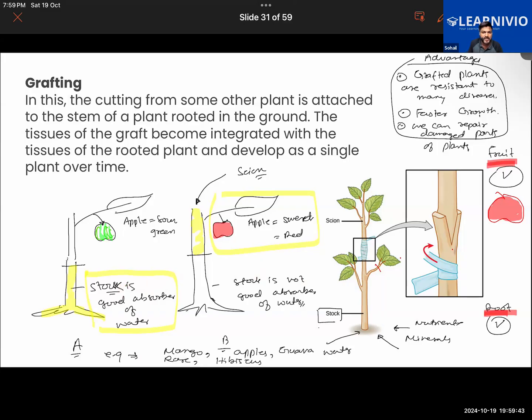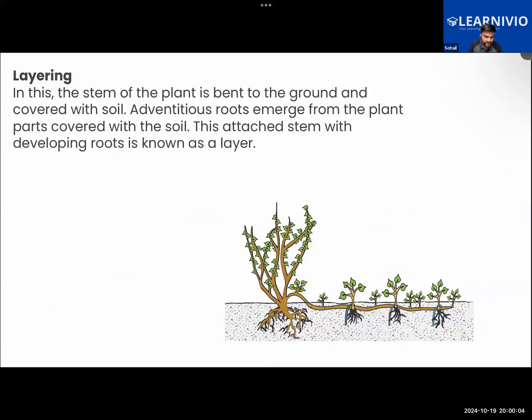Also, an important thing to be noted down is that the tissues of these two plants will now integrate, they will mix and act as one. So they will become a single plant after some time. Earlier they were two different plants, but after some time they will become a single plant. That is one important thing.